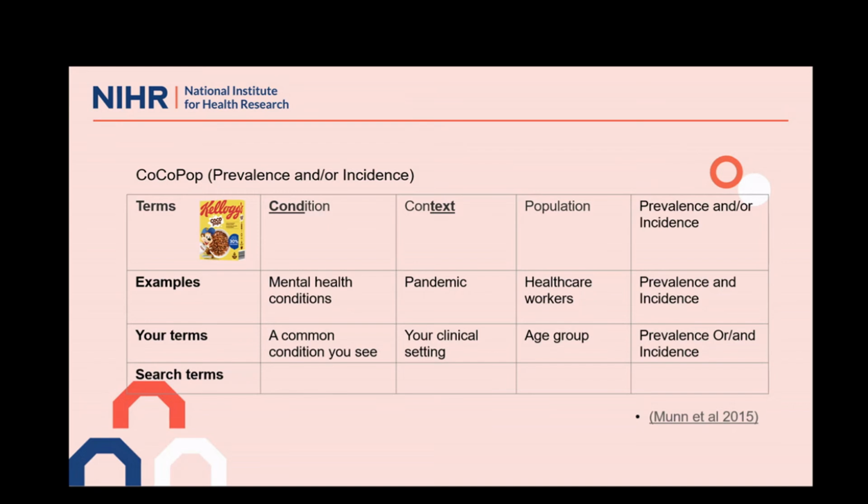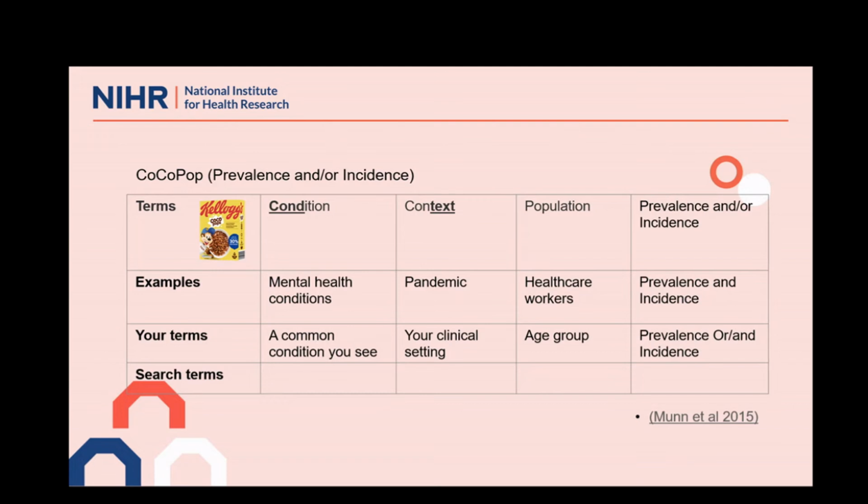In regards to the breakdown of what this represents, you've got your condition. So I'm going to give a review which we've just recently finished, which is about the prevalence of mental health conditions during the pandemic for healthcare workers. So the condition we were looking at is mental health. The context we were looking at is the pandemic. So we wanted to look at previous pandemics, and we did have some studies from COVID-19. The population we were interested in was healthcare workers. So we wanted to know if staff are presenting with mental health illness, such as PTSD, depression, anxiety disorders.